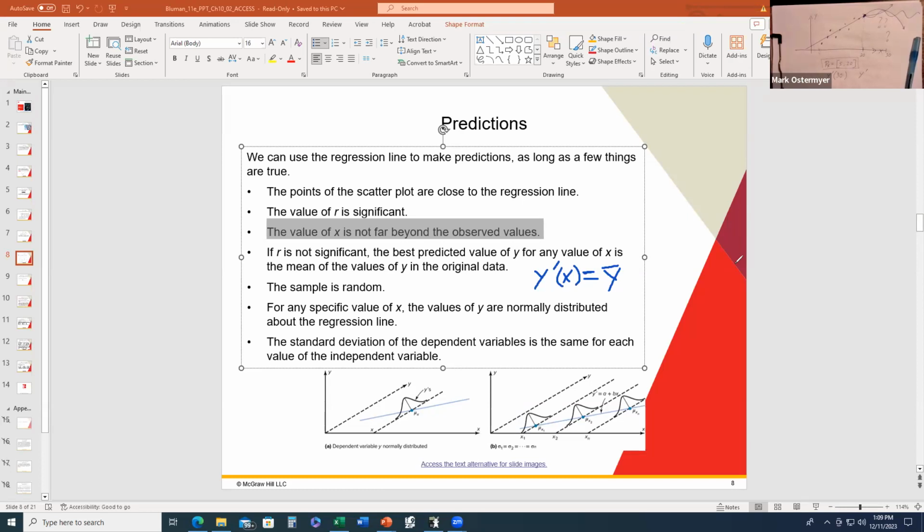All right, the sample needs to be random. That's obvious, to prevent or minimize bias. For any specific value of X, the values of Y are normally distributed about the regression line. The standard deviation of the dependent variable is the same for each value of the non-dependent variable. If these assumptions are approximately true, then your regression equation is of value.